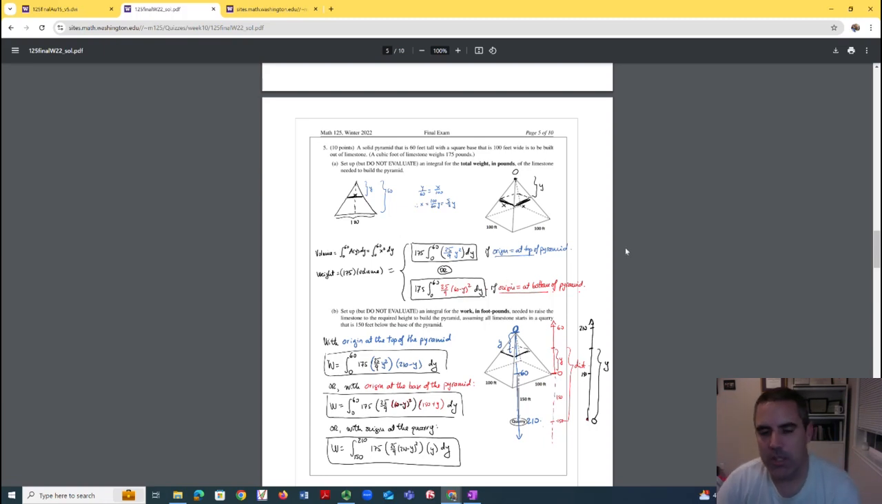Oh shoot, question A was just asking for the volume. I apologize, I misread the question. If it was asking for the work, I did it correctly. If it's asking for the volume, you're just computing the volume. So I apologize for that gaffe on my part.